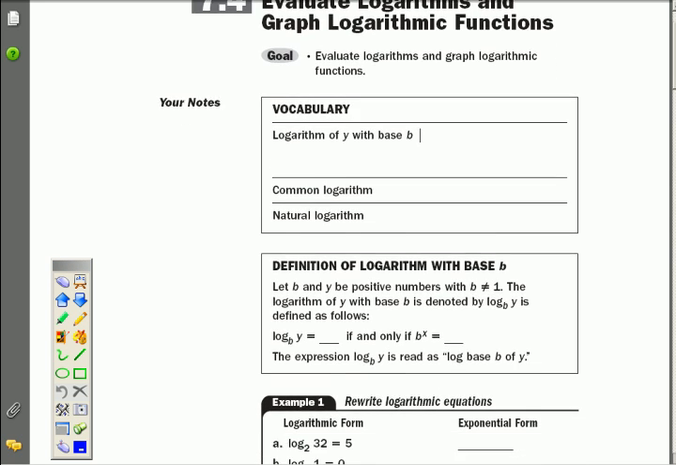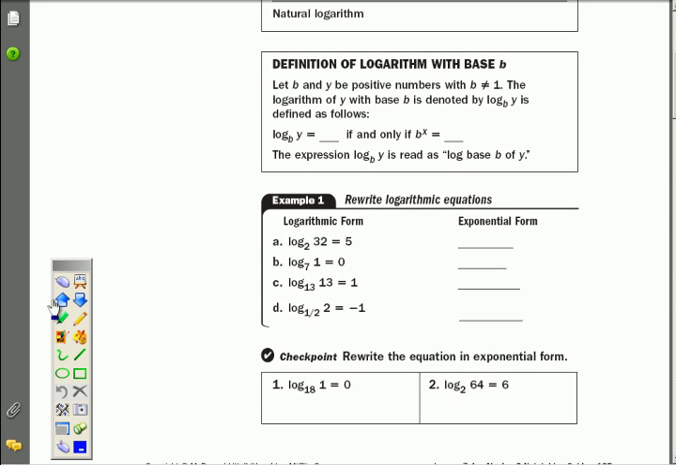Let's take a look at the definition of logarithm with base b and see if I can explain that a little bit more. I think we've already kind of done this, but this would be log base b of y equals x if and only if b to the x would equal y. Okay, you read that as log base b of y. So if I rewrite these in exponential form, and that's the first part of your homework, they'll ask you to rewrite them in exponential form. And to rewrite them in exponential form, the log base 2 of 32 equals 5, that would simply be 2 to the 5th power equals 32, and that's a true statement.